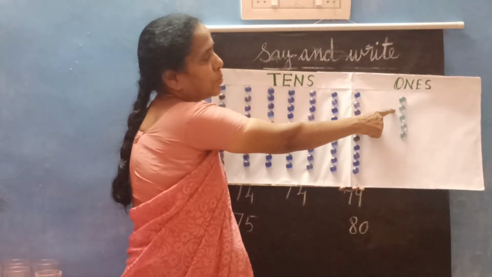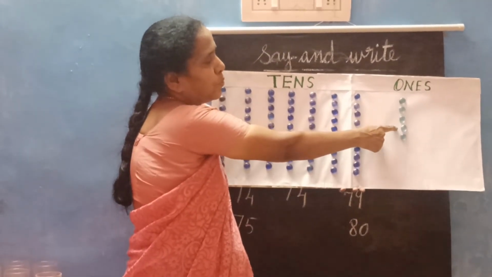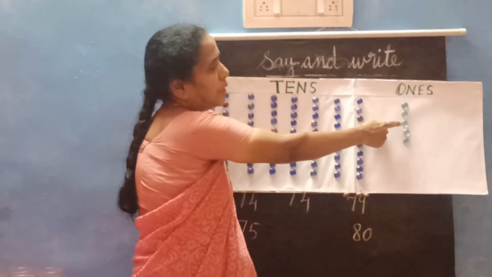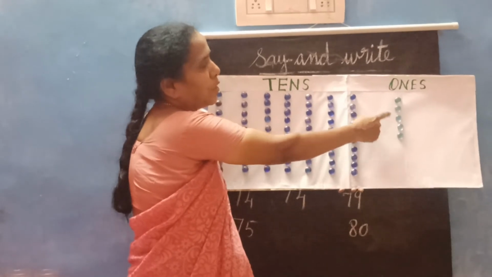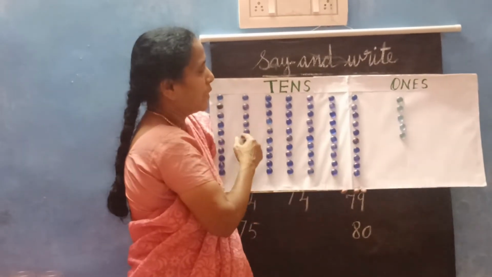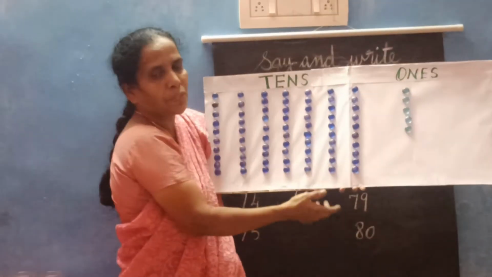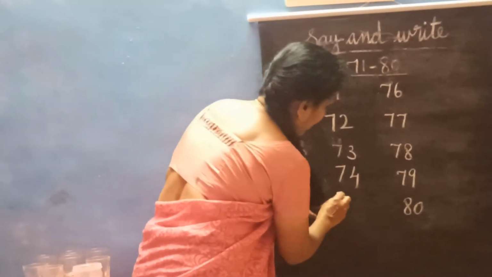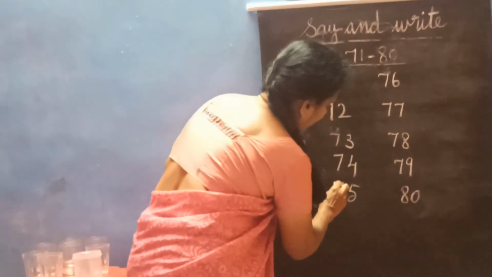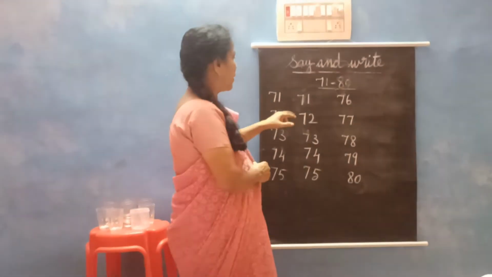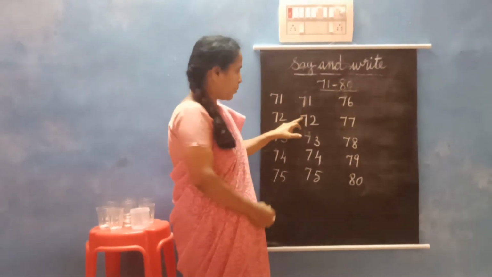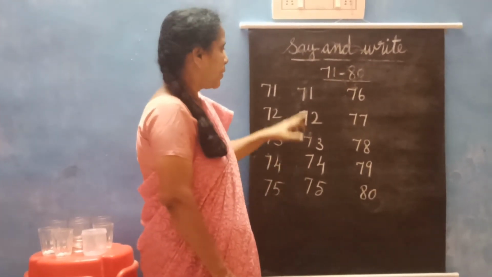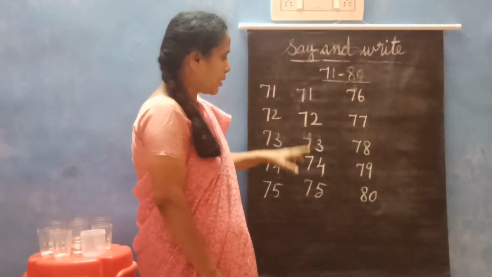1, 2, 3, 4, 5. Again, 1, 2, 3, 4, 5. How many ones are there? 5 ones. 7 tens, 5 ones, 75. Okay. 71, 72, 73, 74, 75. Now we all know the numbers 71 to 75.